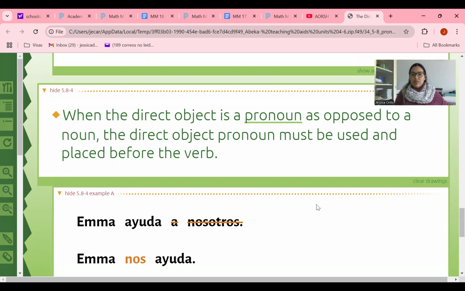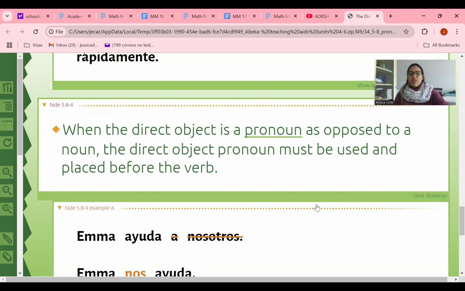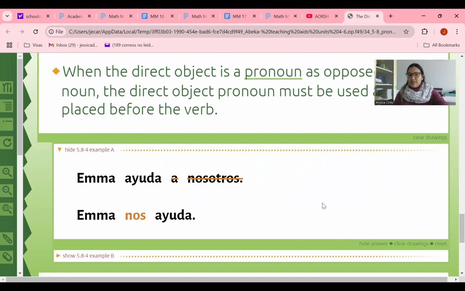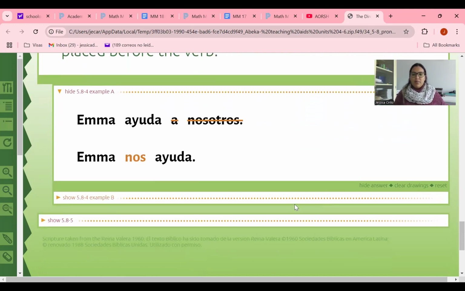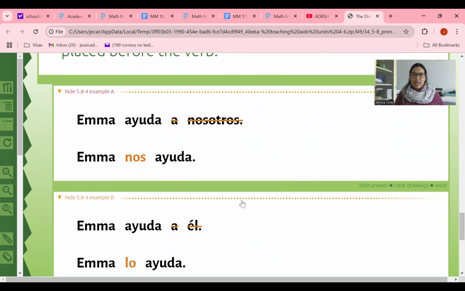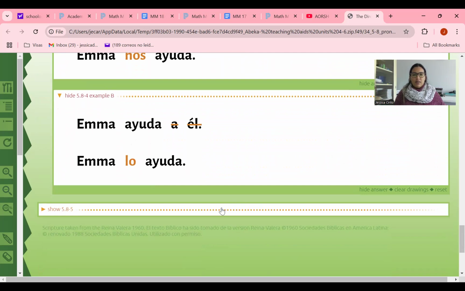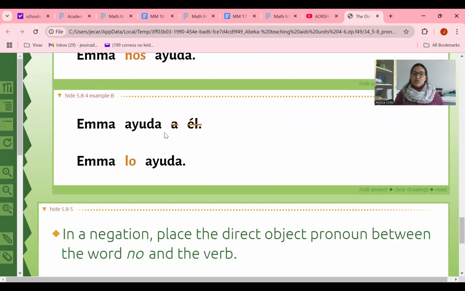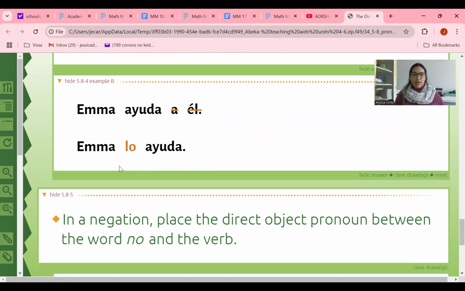So Emma nos ayuda, I'm sorry. And you know that nos is used for us, right? So Emma nos ayuda, always before the verb. Another example, instead of saying Emma ayuda a él, you say Emma lo ayuda, okay? And again, to know what is the right direct object pronoun, nos or lo, go to the table, and you're going to be able to see why.